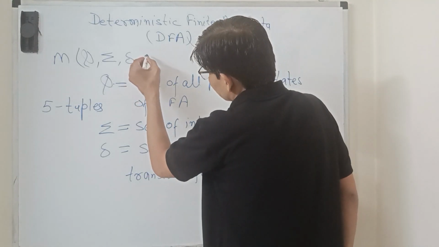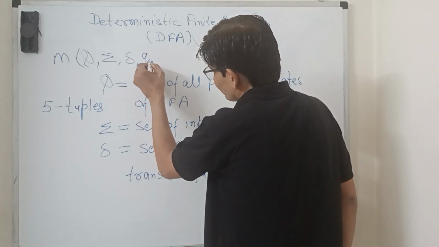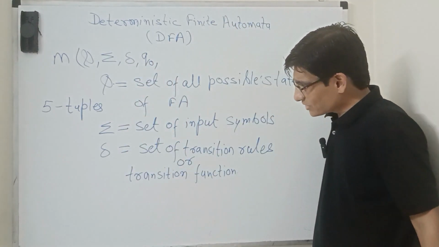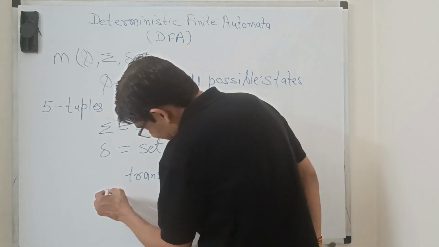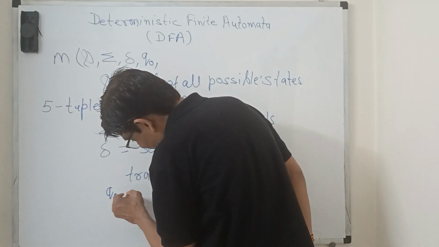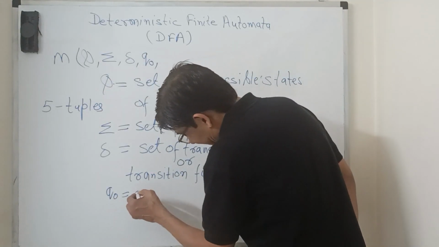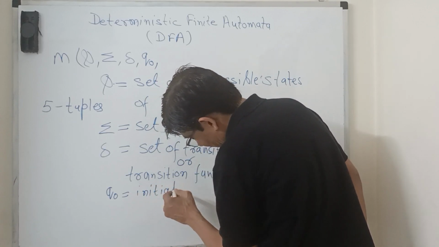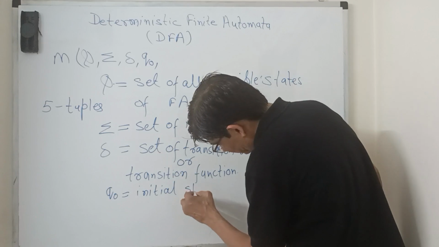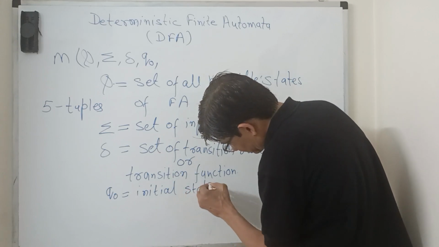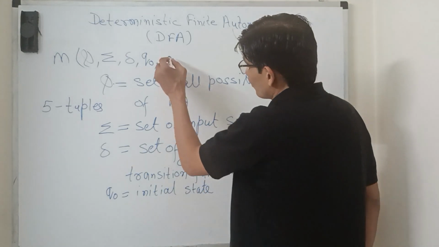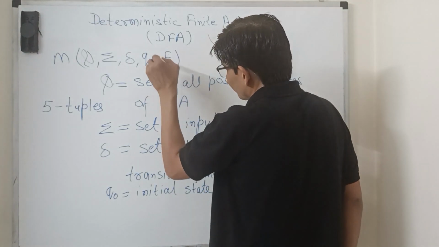Now the next component is Q0. Q0 is not a set. Q0 represents a single state that is known as the initial state of the machine. It is not a set.